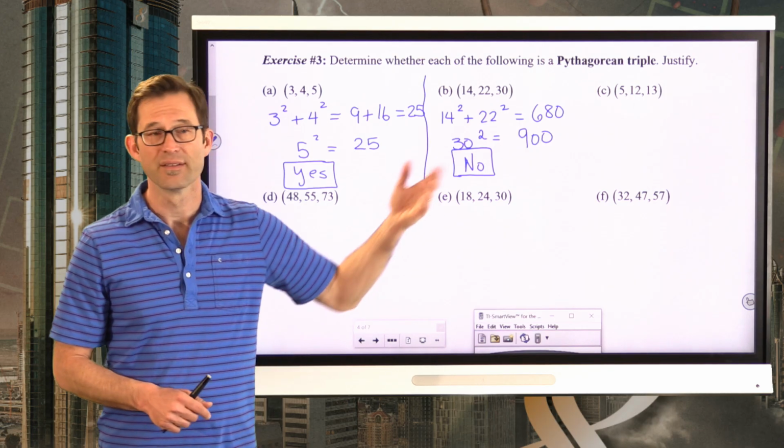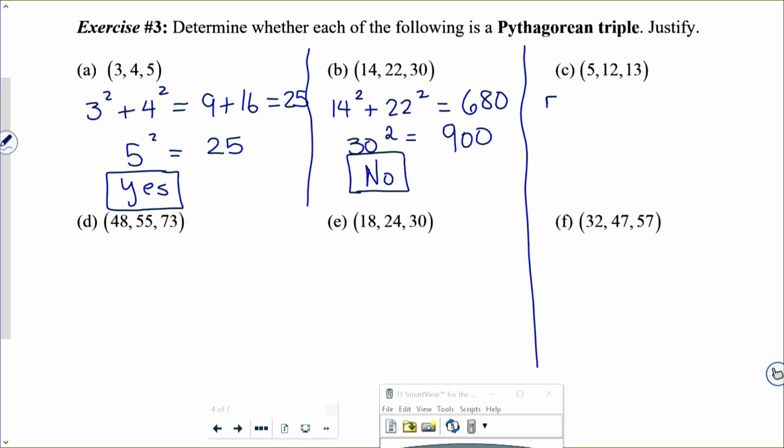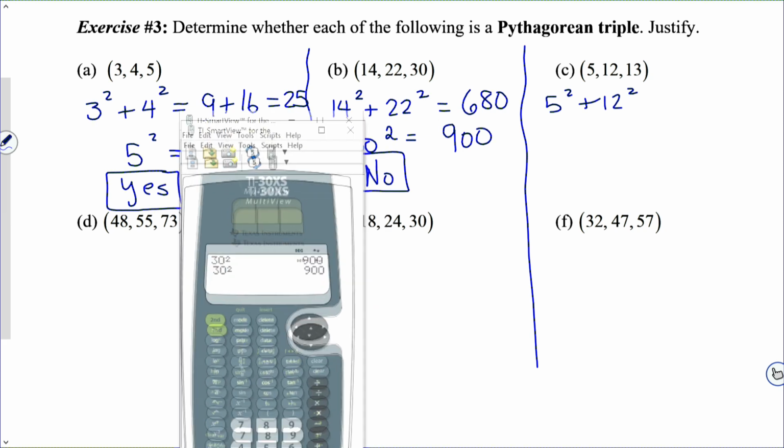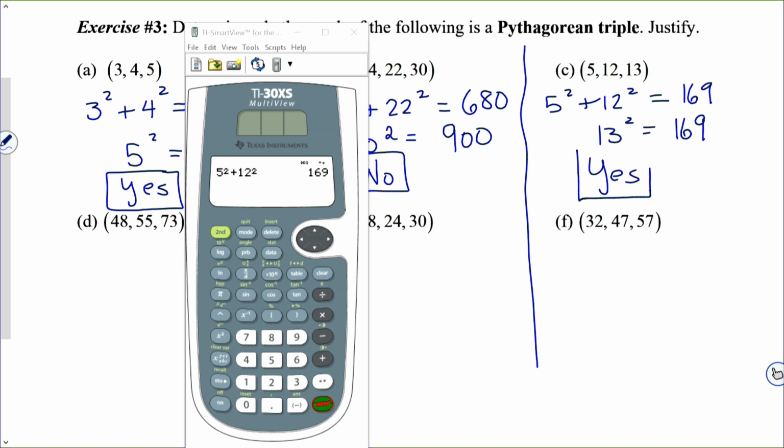All right, let's do letter C. Here we go. I want 5 squared plus 12 squared. Okay, bring our calculator up. 5 squared plus 12 squared gives me 169. 13 squared, I know that one in my head, is also 169, so yes, that is a Pythagorean triple.